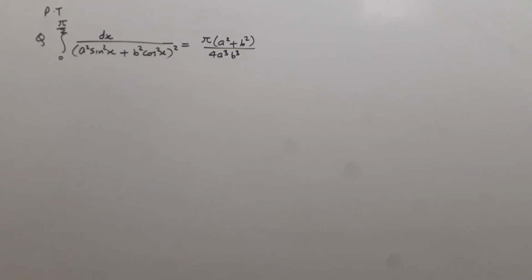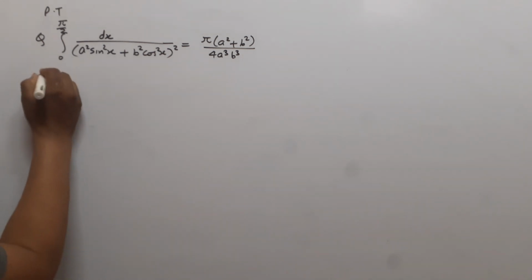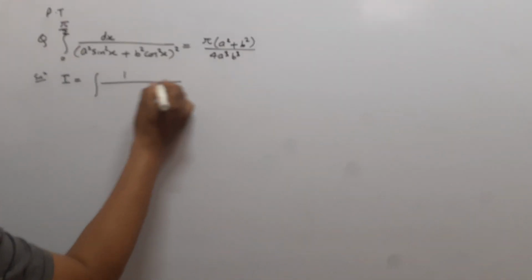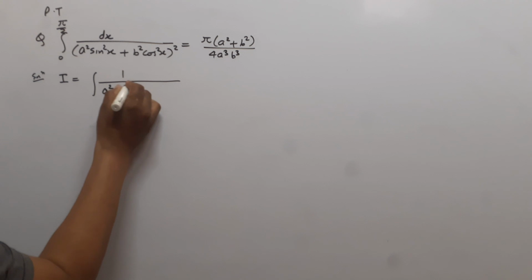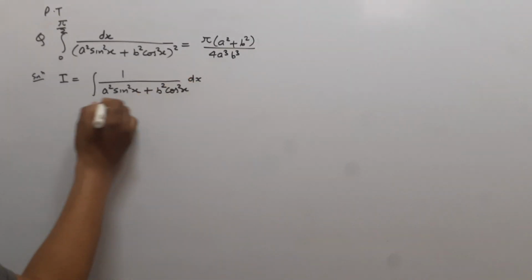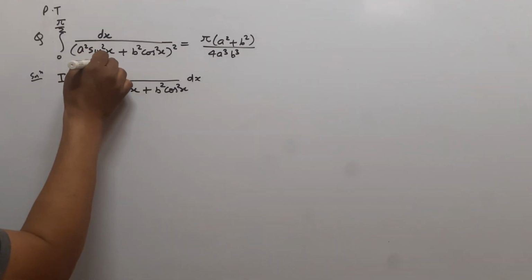Students, here we have to prove that the integral of 1 upon (a square sin square x plus b square cos square x) whole square, between the limit 0 to pi by 2, is pi times (a square plus b square) divided by 4a cube b cube. So, for proving this integral, first we take the integral of 1 upon a square sin square x plus b square cos square x between the limit 0 to pi by 2.